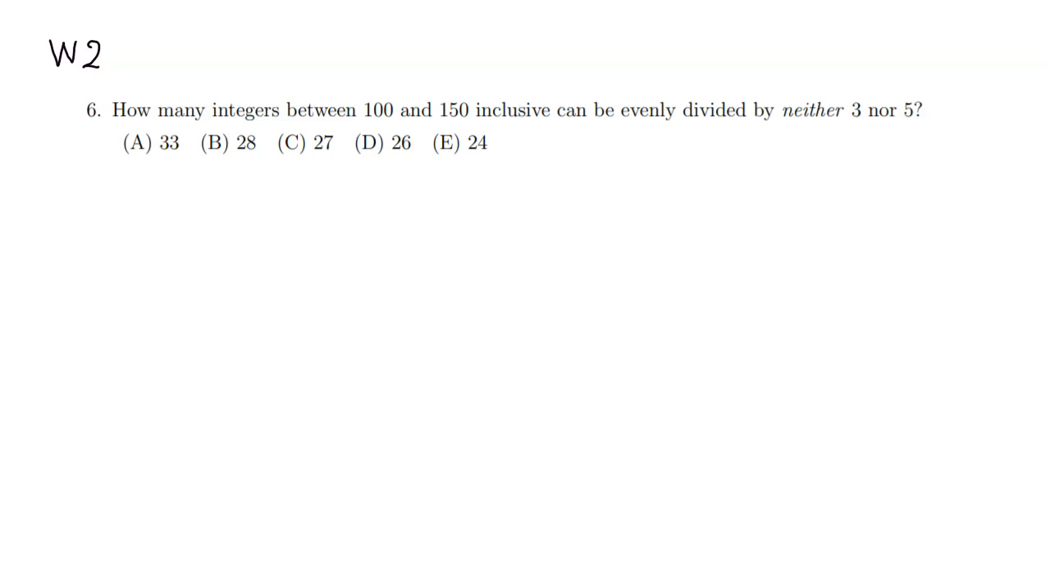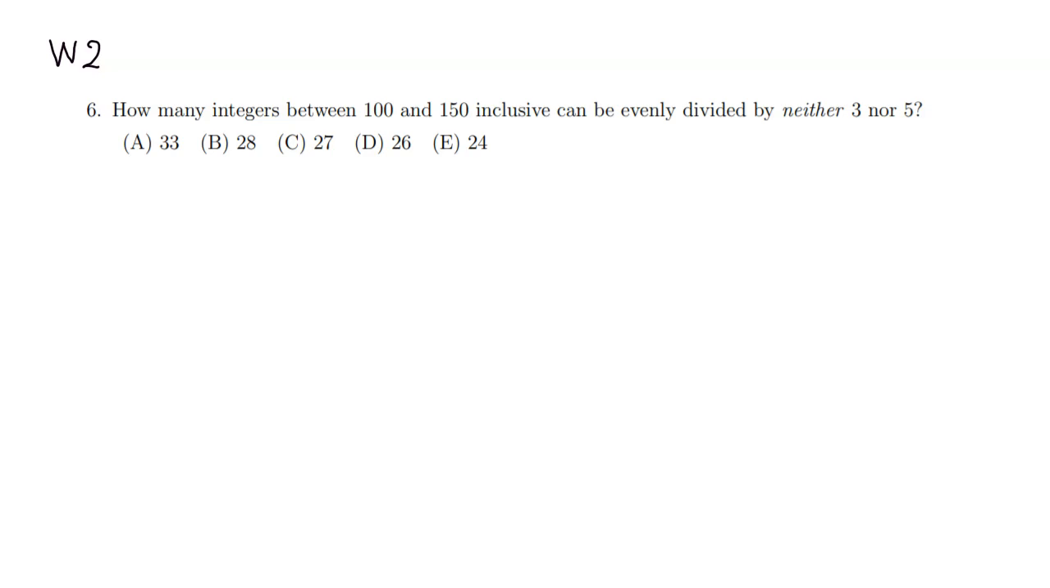All right, it says how many integers between 100 and 150 inclusive, meaning that the 100 is included and the 150 is included, can be divided evenly by neither 3 nor 5. All right, so let's use this.